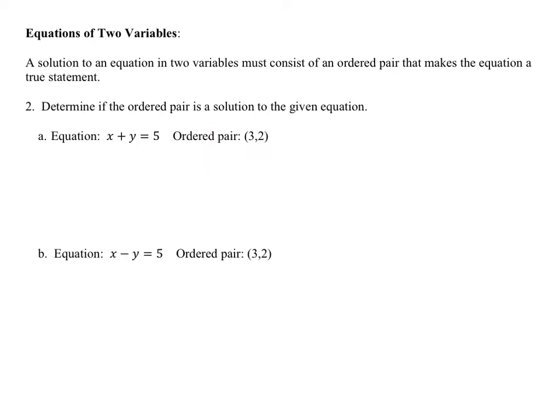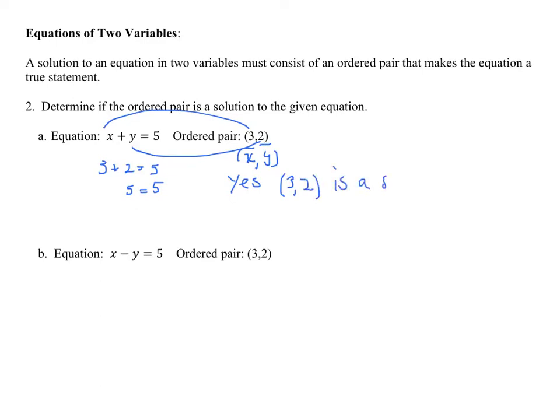Now we're going to talk about equations in 2 variables, and then eventually we'll graph these as lines. So now we're going to determine whether the ordered pair is a solution. The 3 is the x value, the 2 is the y value. Then we're going to pop 3 in for x and 2 in for y and see if it works. So 3 plus 2 equals 5. 5 equals 5. So yes, 3, 2 is a solution.